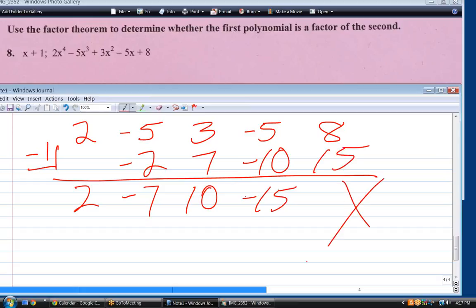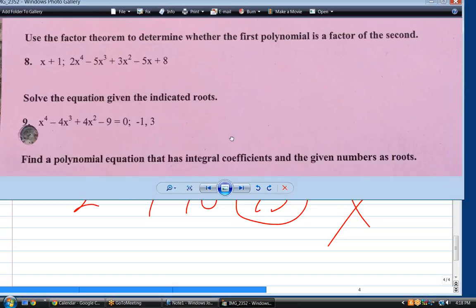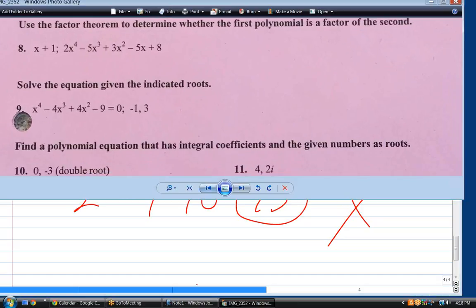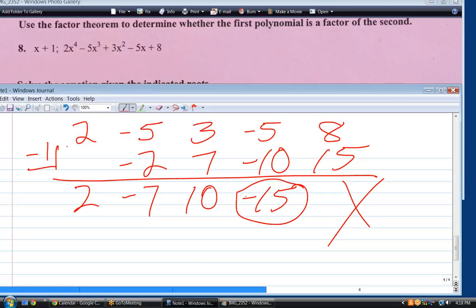No, it is not. And in fact, I don't have to go very far. The moment I get to this step, I know that it's not a factor. As soon as I can tell that this is not 0, it's not going to be 0. So it isn't a factor. If it was a factor, I would get 0 as a remainder.